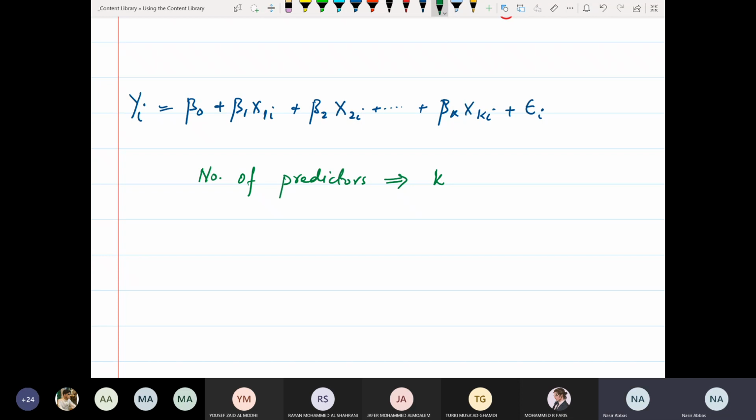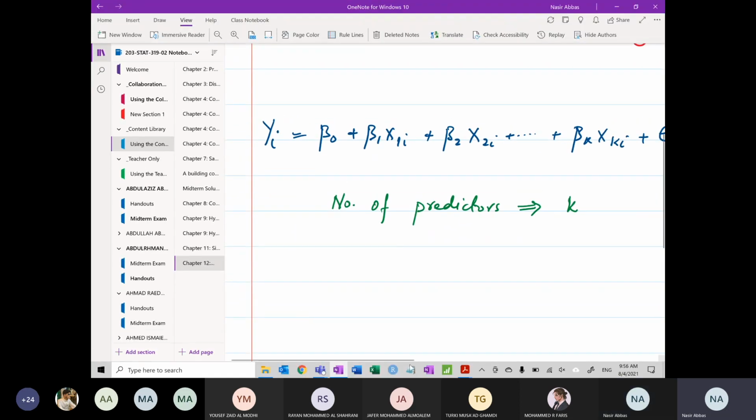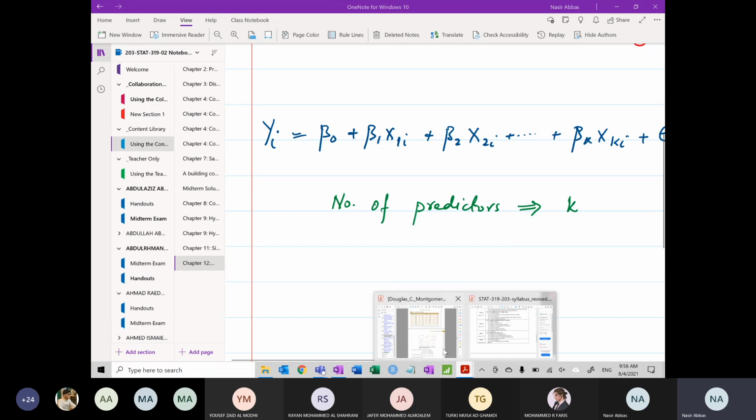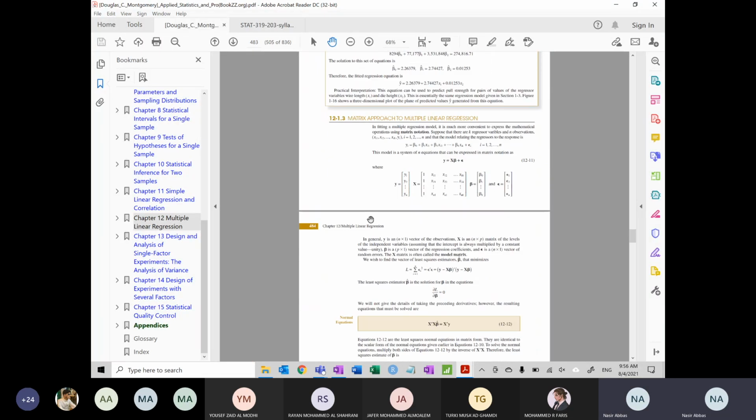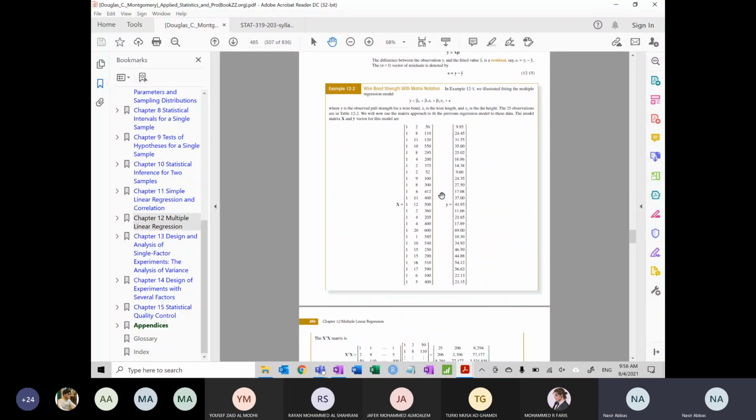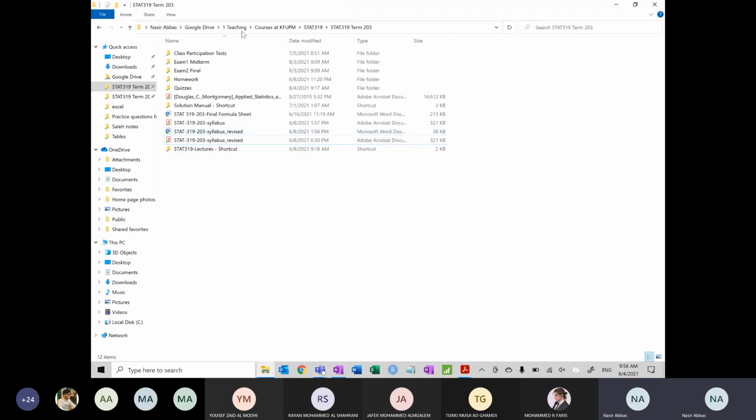Now let us have an example where I will run the Minitab command for multiple linear regression model. I'm going to run this with example 12.2. Let me see if I can find the data for this 12.2. If I have the data, I will run the regression and I will interpret all the results for you. This is the example 12.2. So let me see if I can find the data against this example.